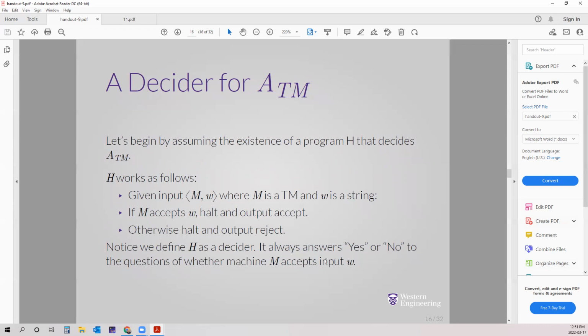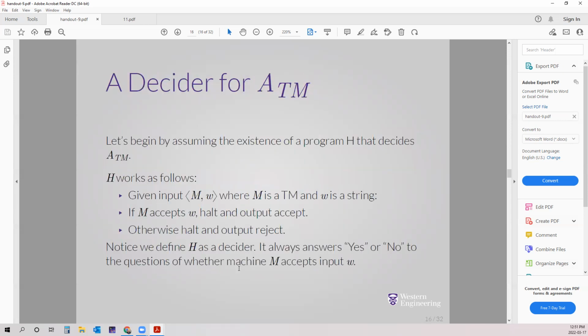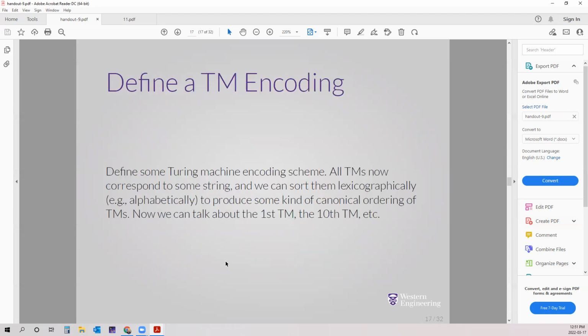So here, what is the difference? The difference here: if M loops, then it loops. No halt. But here we assume if it's decidable, then it's either accept or reject. Even with a loop, it will reject. So this is the difference.